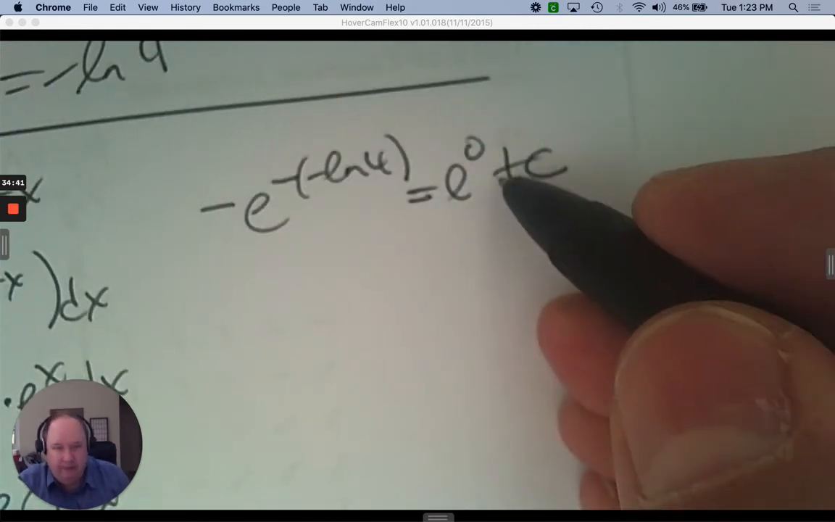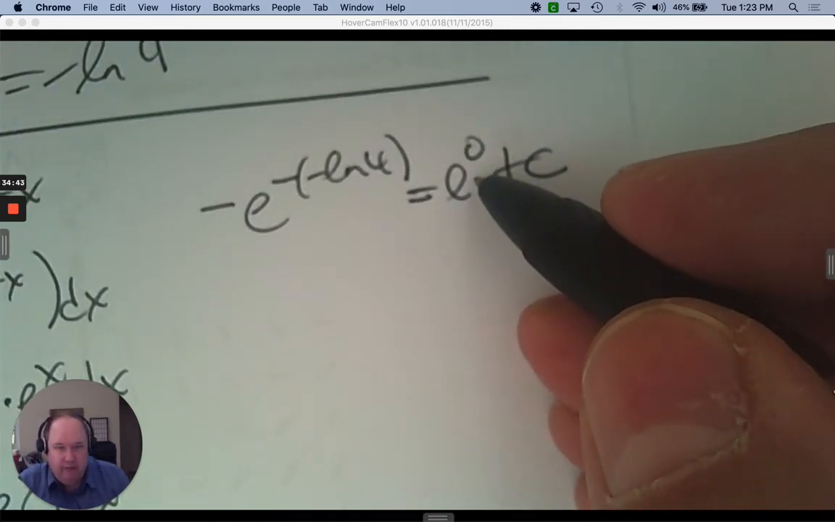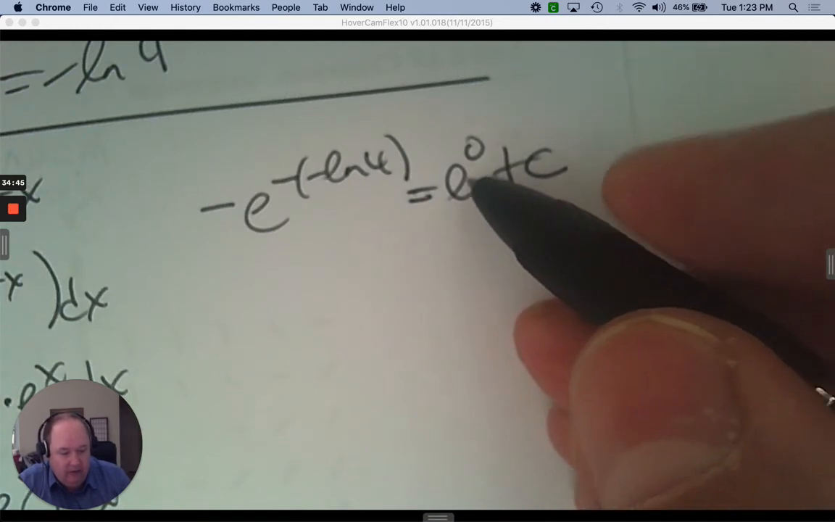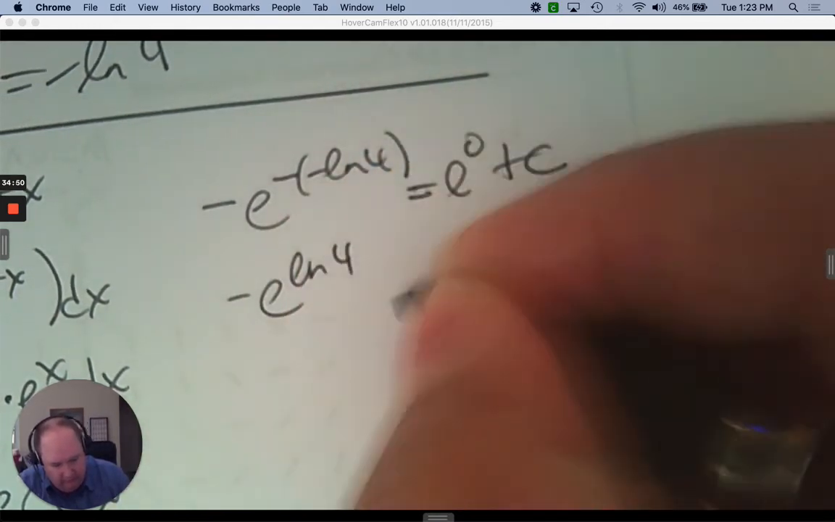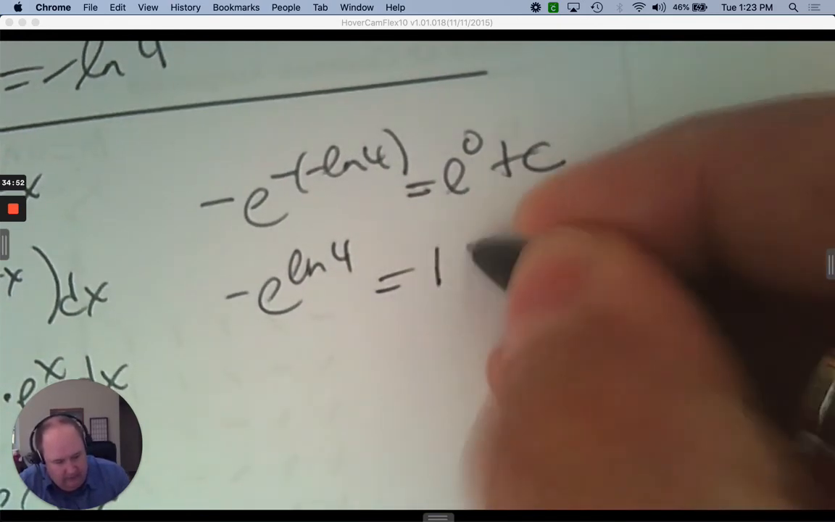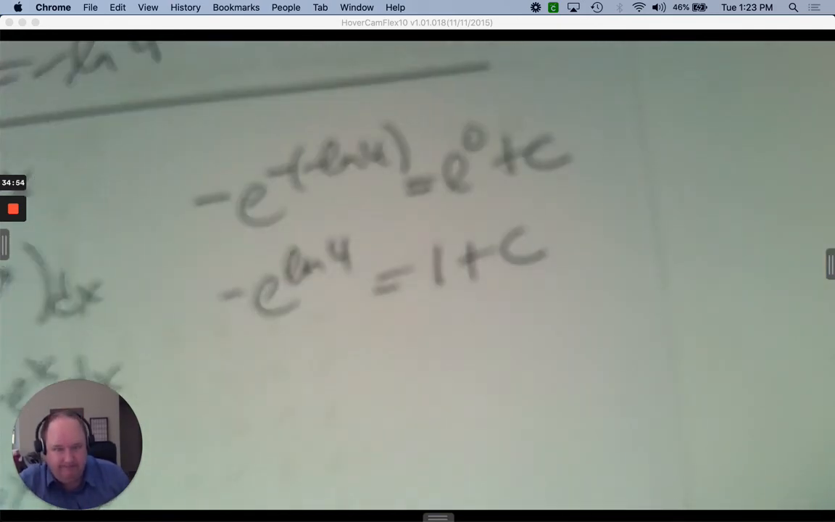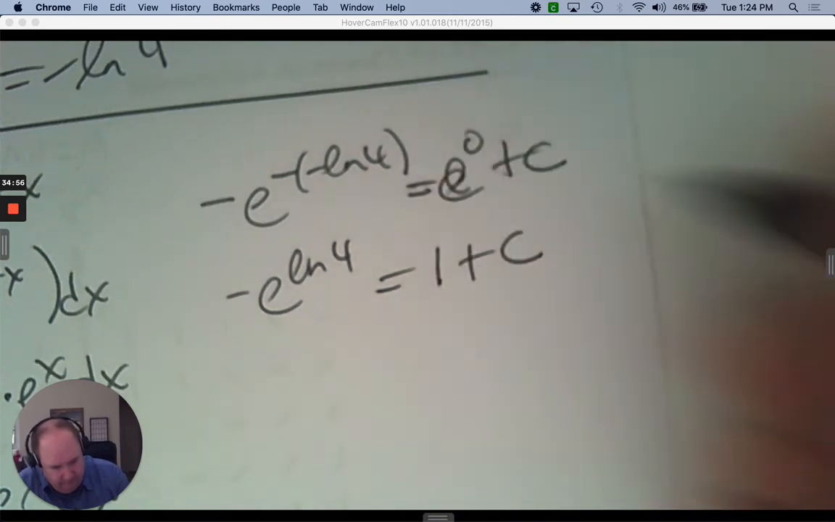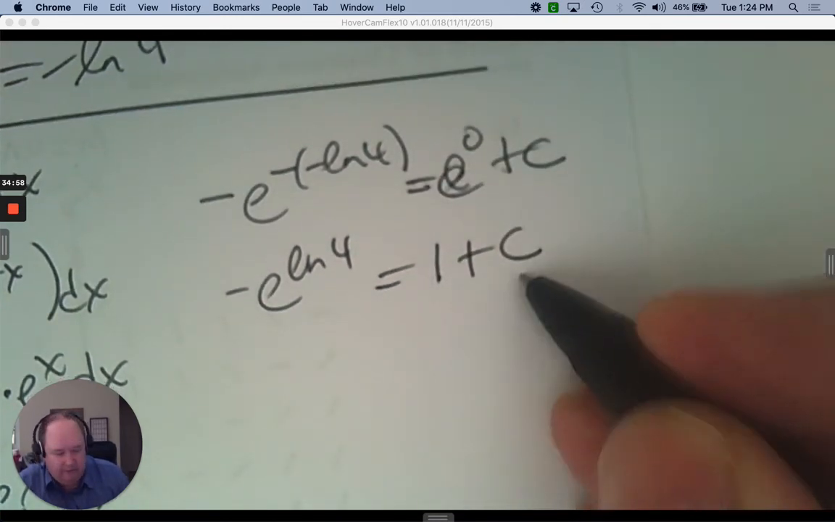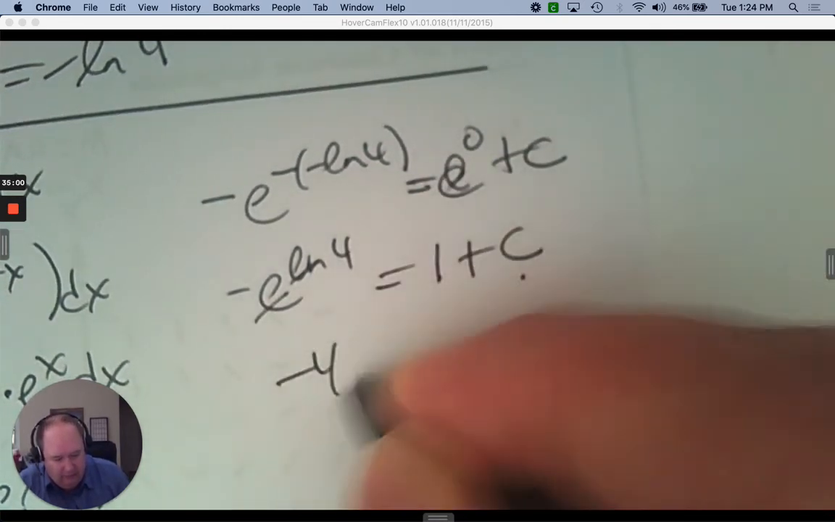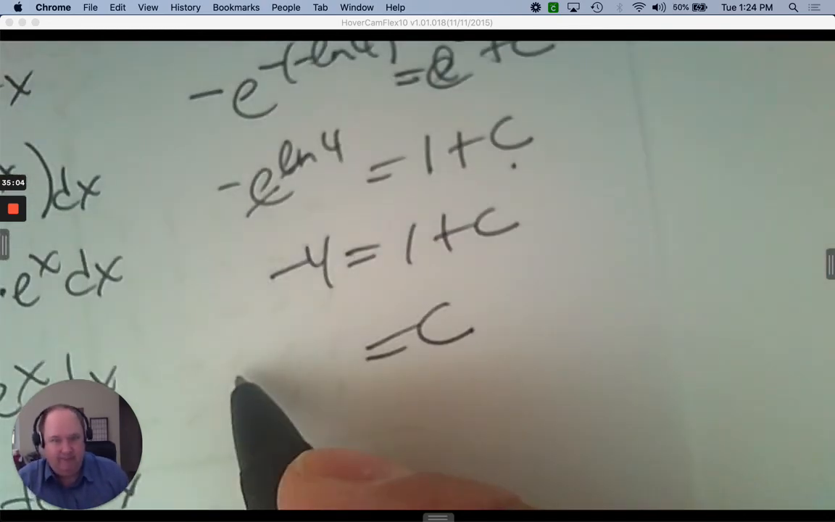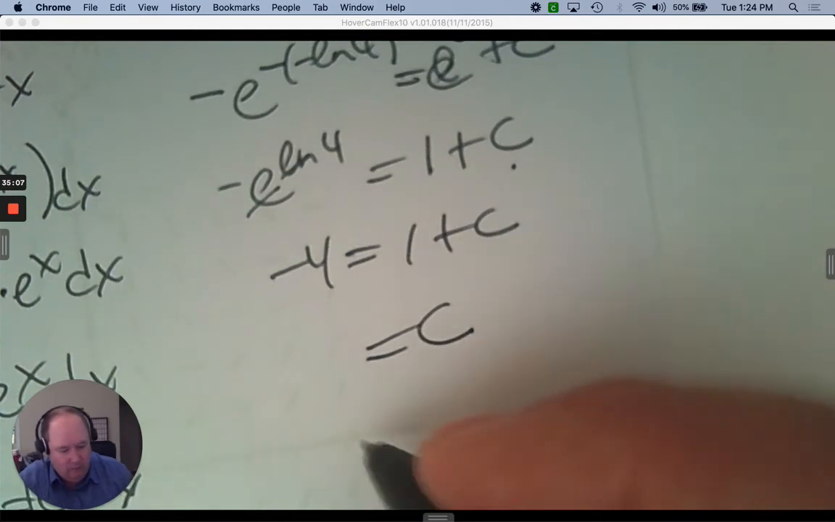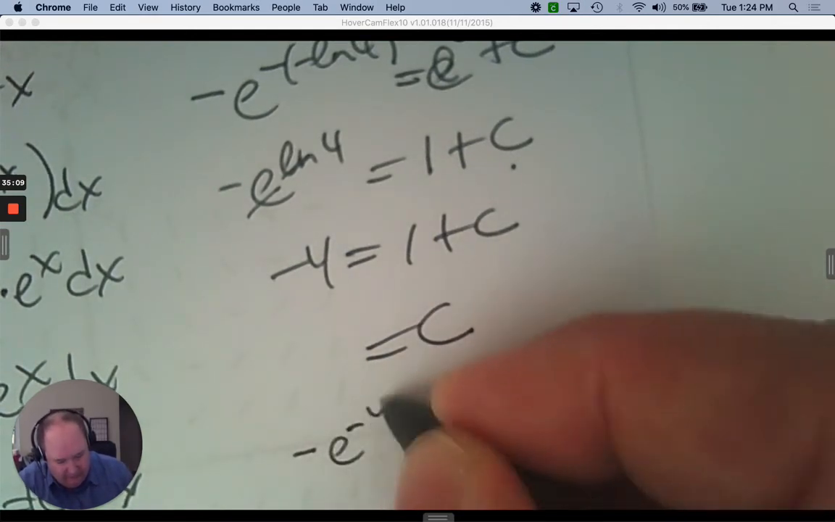So can you simplify this? Let's see if you can. So a negative times a negative obviously is positive. E to the 0 is 1. And I want to get C by itself. So e and ln undo each other. So I want you to solve for C. You can do that. And then once you have that answer, come back here.